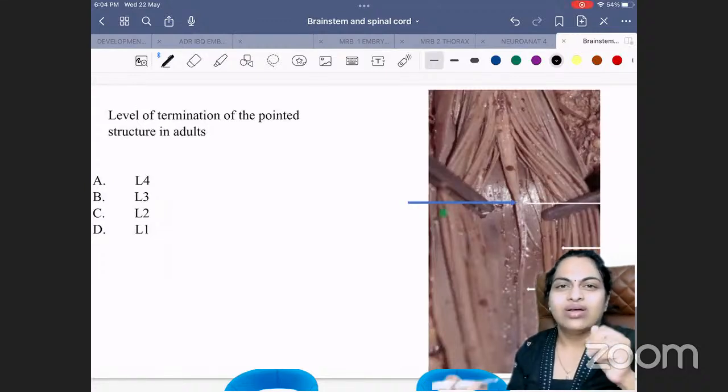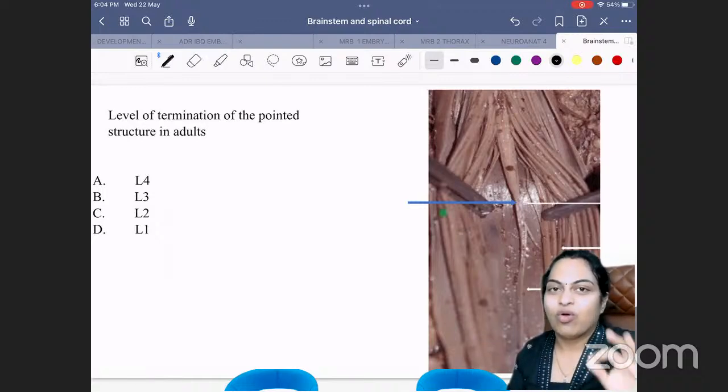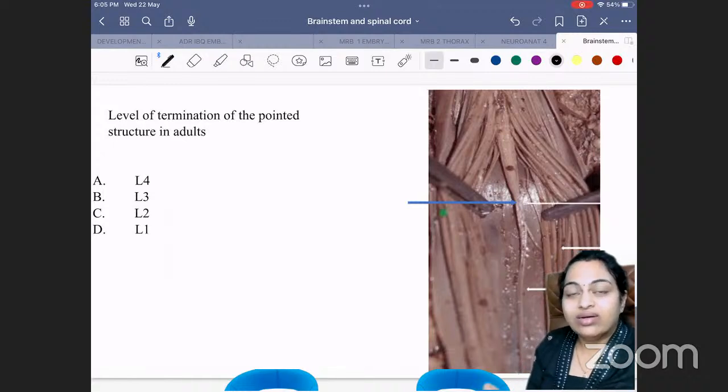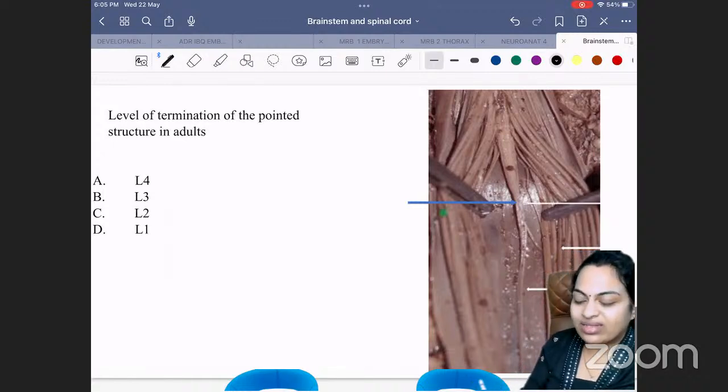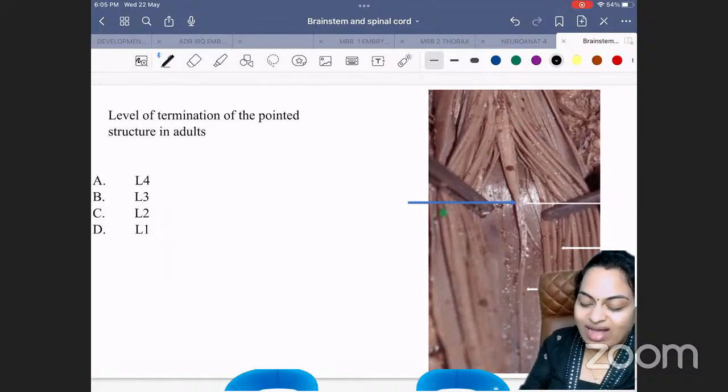Okay. And if the spinal cord is kept, there are a few things which are standard questions in a spotter for spinal cord. And here you can see the blue arrow pointing at the spinal cord, right? So what is the level of the termination of the spinal cord in an adult?